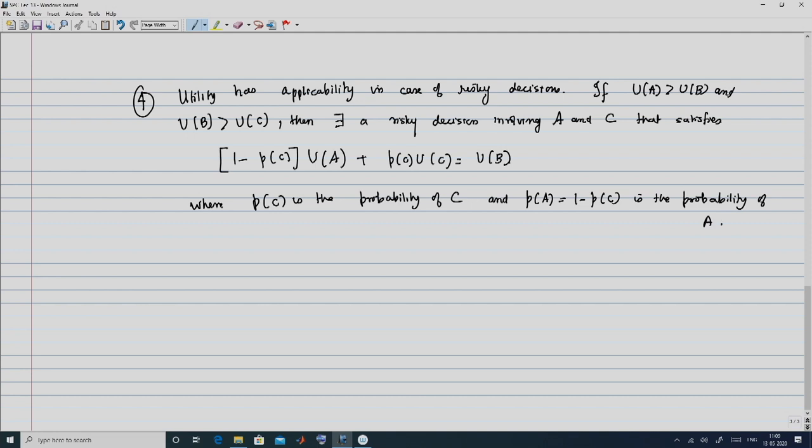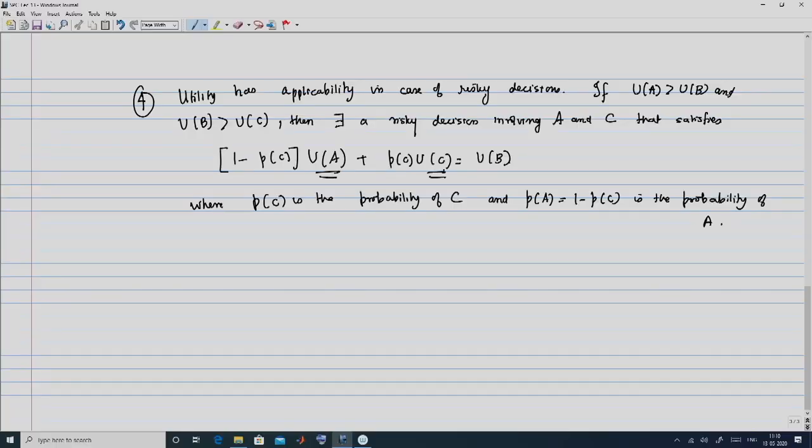So this means that suppose that we have three alternatives A, B and C, and the utility of A is greater than utility of B, and utility of B is greater than utility of C. So that means the utility of B is sandwiched between A and C. Then you can create a risky decision involving A and C such that a linear combination in terms of probability of A, utilities of A and C, will be equal to the utility of B. So here I take utility of A and utility of C, I multiply the utility of C with probability of C, and I multiply the utility of A with probability of A, which is 1 minus probability of C, and this is going to be equal to utility of B.